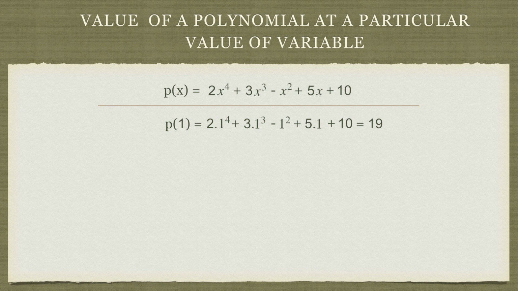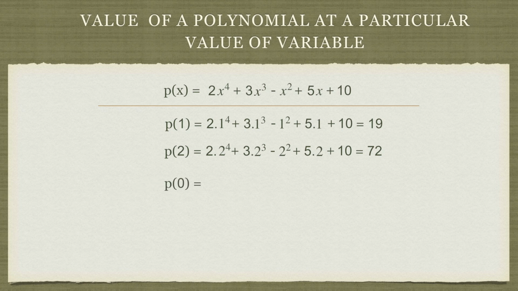So we say that the value of the polynomial at x equals 1, which is represented by p(1), is equal to 19. Similarly, if we were to find out the value of the polynomial at x equals 2, that will be p(2), equal to 2 times 2 to the power 4 plus 3 times 2 cubed minus 2 squared plus 5 times 2 plus 10. And when we calculate this, we will see this particular value is 72.